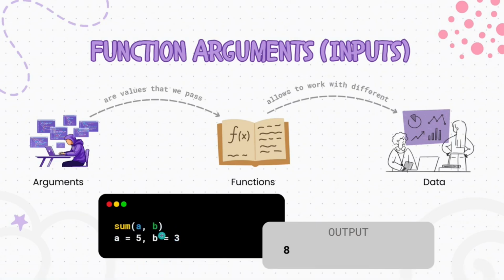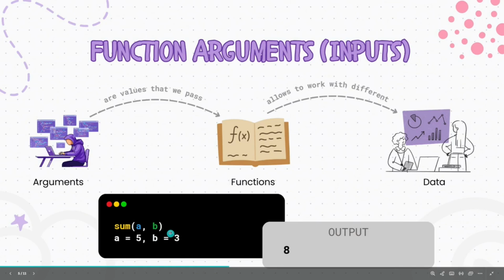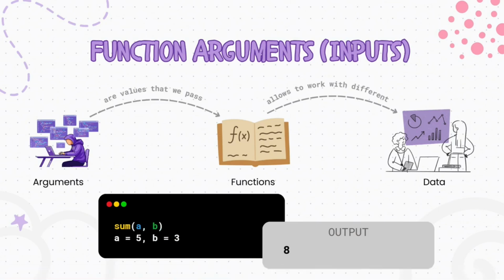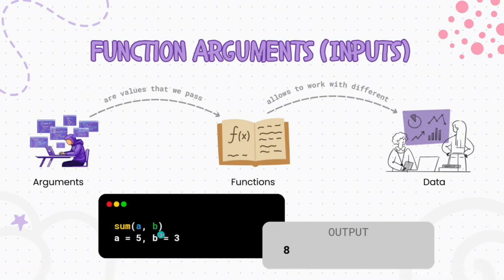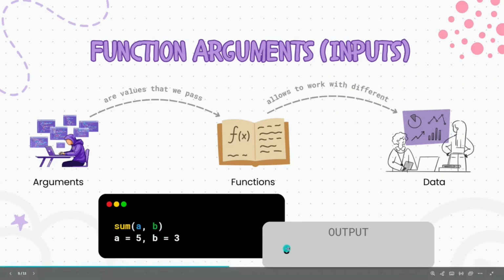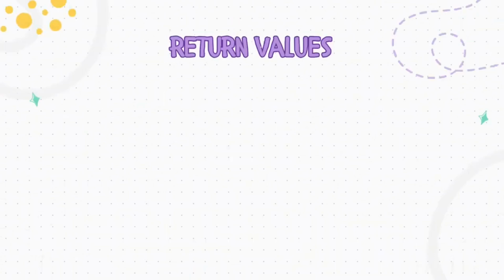Here we call the sum function and pass in our arguments, a and b, and they allow the function to work with different data each time that it is called. As you might also see here, a function usually returns a result. Here we call the sum function and it returned us a result of the sum of the arguments a and b. So in R, a function returns values.